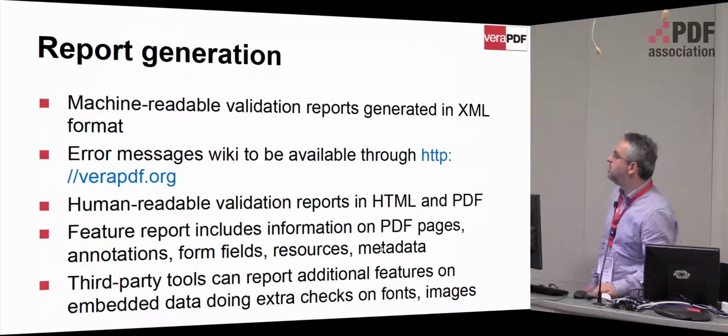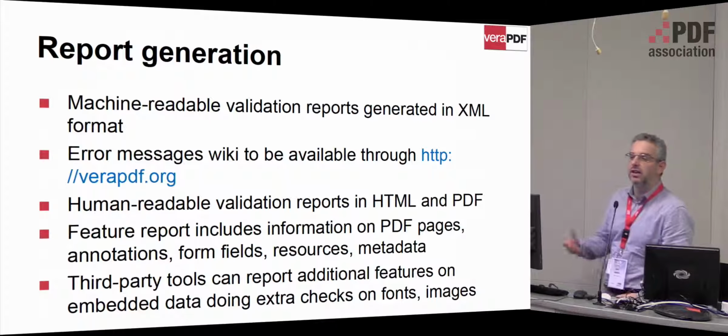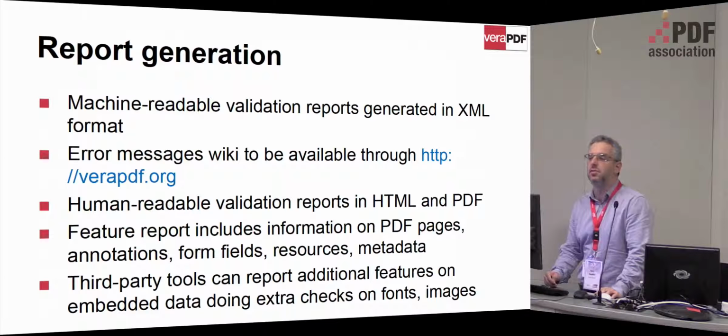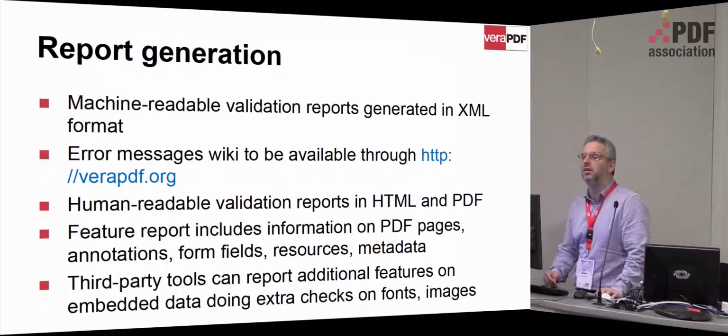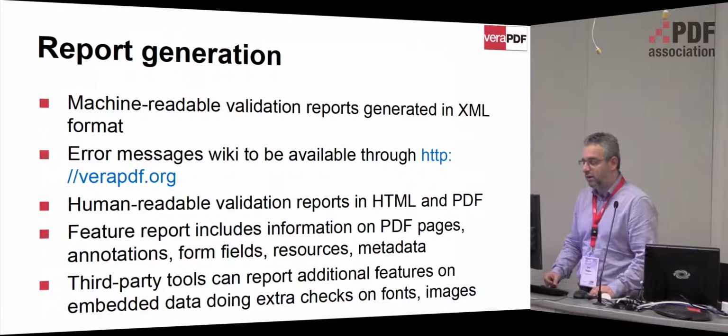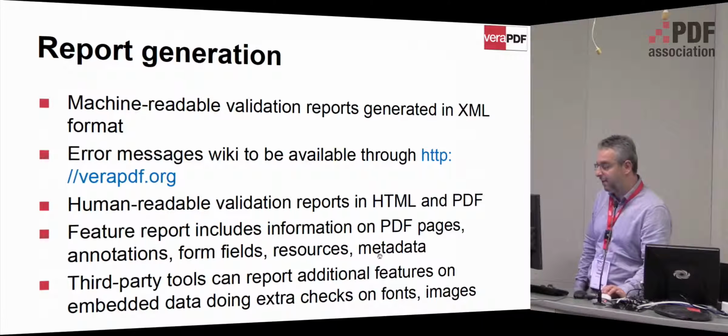Feature reports are generated along with the validation report. So validation report keeps information about whether the document is valid or not. Feature report is some extra information we extract from the PDF document, and this potentially can be used further down the line if specific institutions have more restricted policies. Some of them might, for example, forbid the use of DCT or JPEG image compression or JPEG 2000. This can be checked later on based on just feature reports we provide.